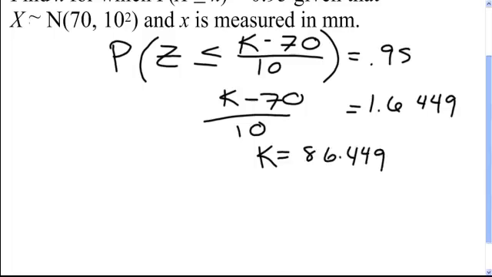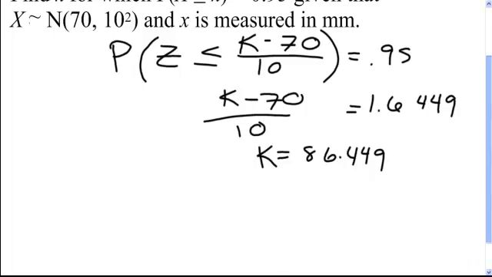86.449. So if I were to round that using 3 significant figures, 95% of our crabs are going to be 86.4 millimeters or less, because those are the ones that are being saved.